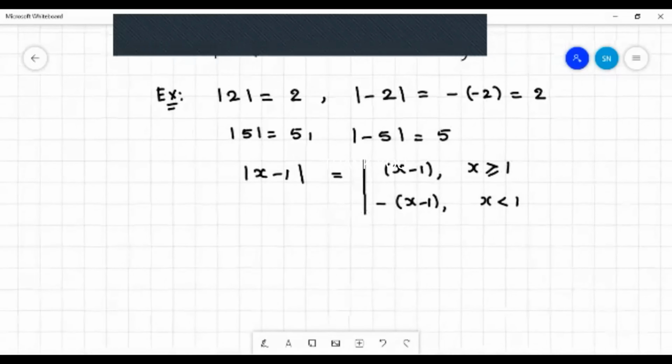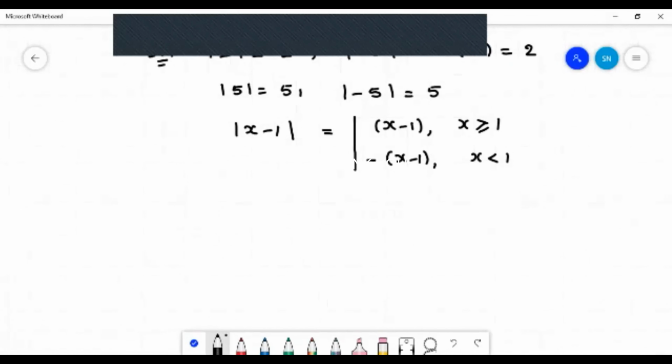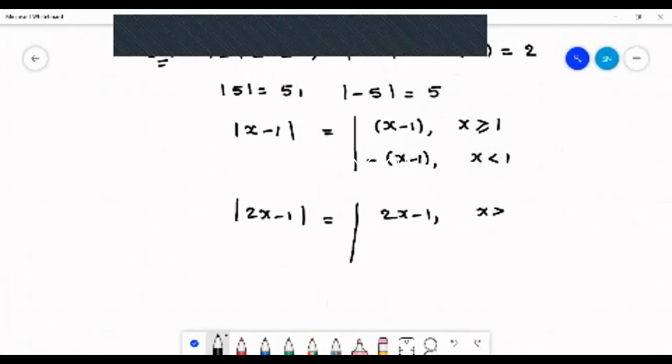Now, coming to the second example, modulus of 2x minus 1. Again, same case: it is equal to 2x minus 1 provided 2x is greater than or equal to 1, that is x greater than or equal to 1 by 2. And it is minus of (2x minus 1), or 1 minus 2x, provided x is less than 1 by 2, as per the definition.